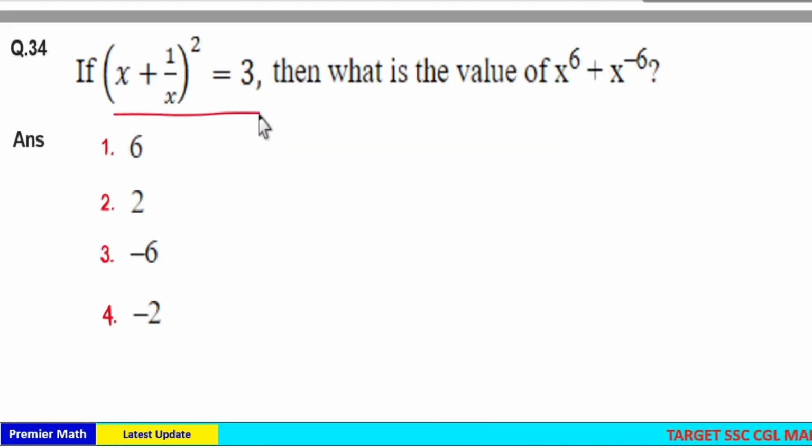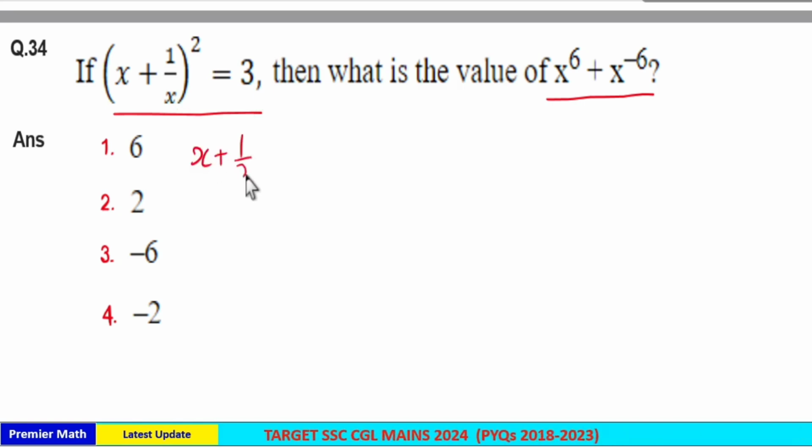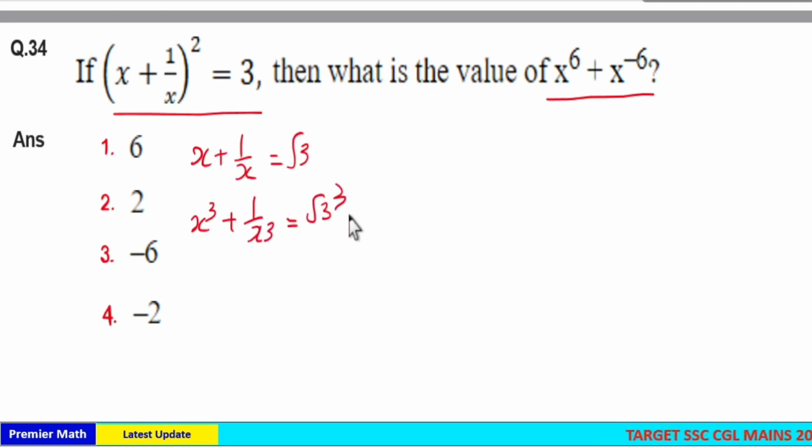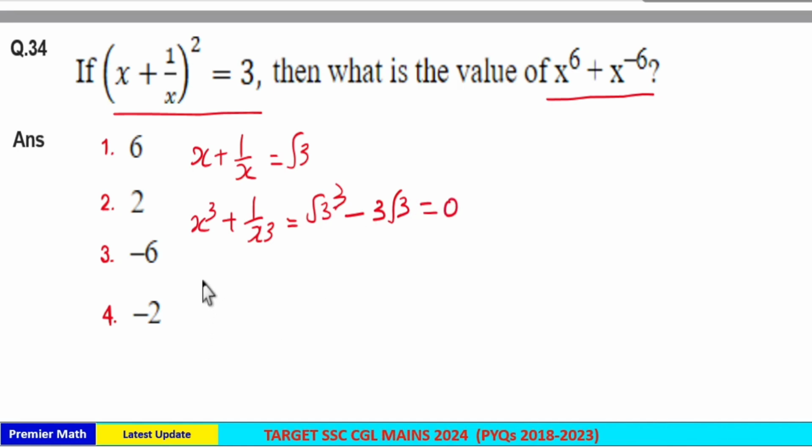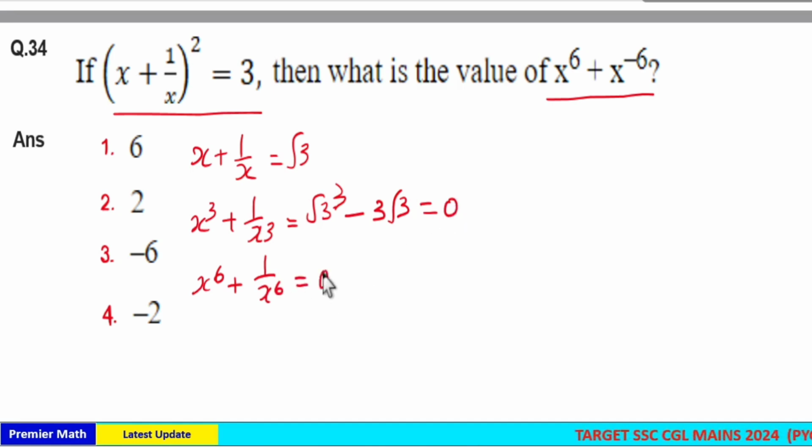If x plus 1 by x the whole square is 3, then what is the value of x raised to 6 plus x raised to minus 6? If x plus 1 by x the whole square is 3, then x plus 1 by x is equal to root 3. Now take the cube of it. X cube plus 1 by x cube is equal to root 3 cube minus 3 root 3. Root 3 cube is 3 root 3. So 3 root 3 minus 3 root 3 is 0. Now if you take the square of it, x raised to 6 plus 1 by x raised to 6 is equal to 0 square minus 2, which is equal to minus 2. Option 4 is your answer.